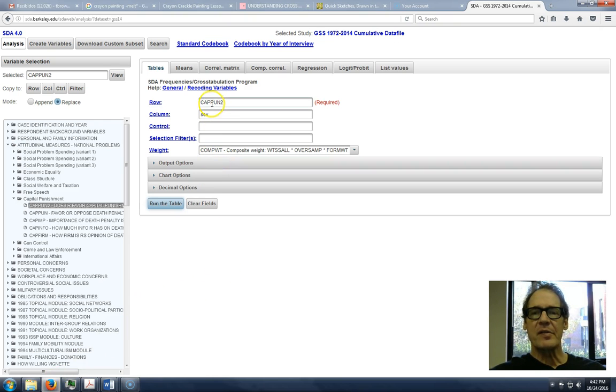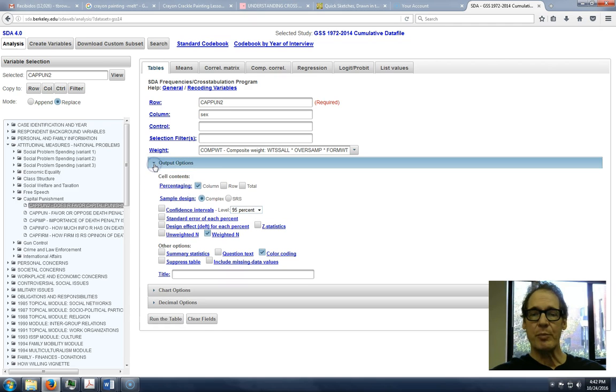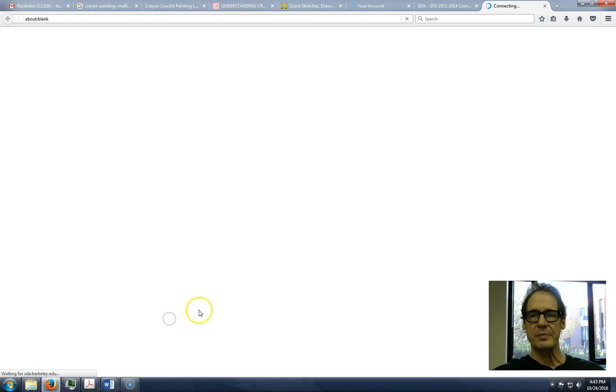So I have selected a question about your support for capital punishment as my dependent variable. We use sex as our independent variable. And in output options, I'm going to click summary statistics. Note what I did there? Clicked on output options, then summary statistics. I'm going to run the table.